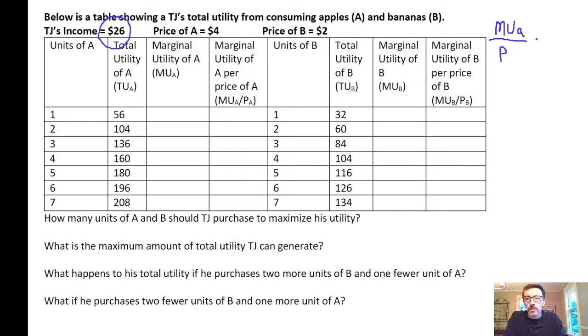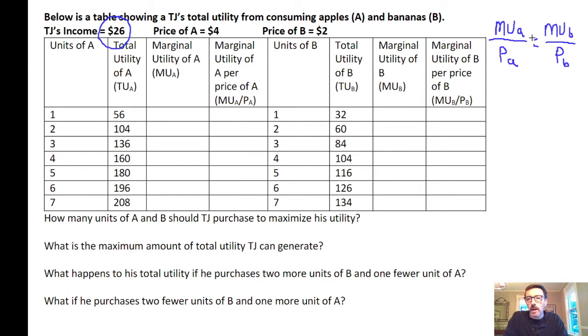needs to be equal to the marginal utility of bananas divided by the price of bananas. If this is true and we've spent all of our money, then we are in fact maximizing our utility. We're getting the most utility we can from the money we have available to us from our budget.